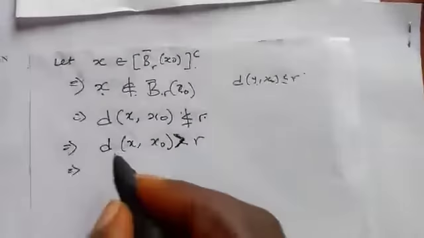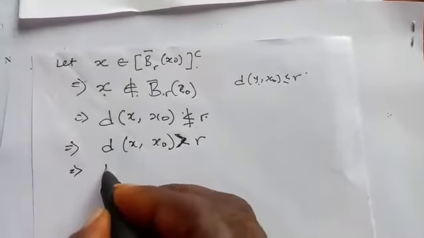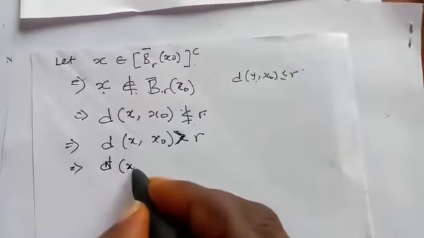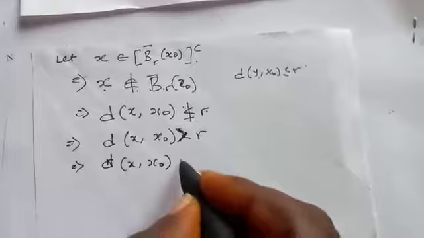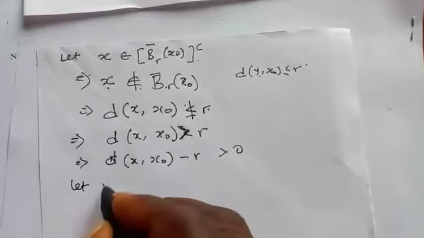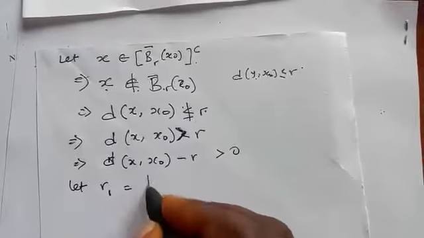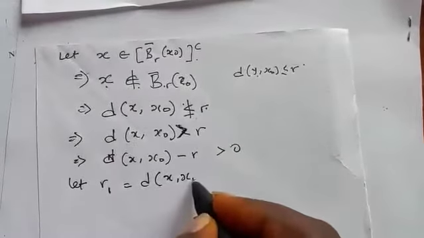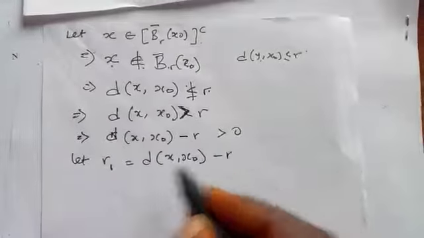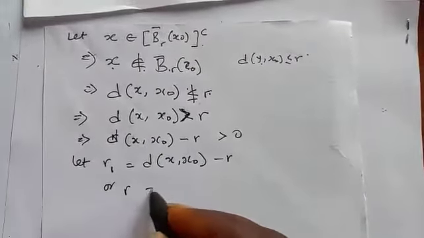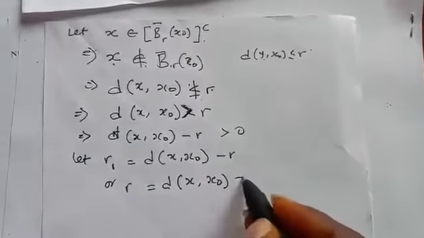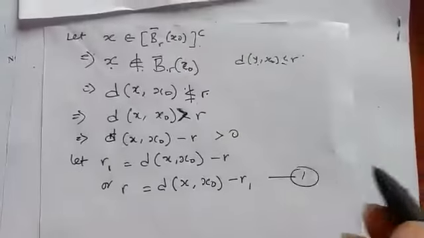Now from this place, if you bring this one in, we are going to have d(S, S0) minus R is greater than 0. So we let our R1 be equal to d(S, S0) minus R. Or if you make R the subject, R is d(S, S0) minus R1. Let's call this equation 1.